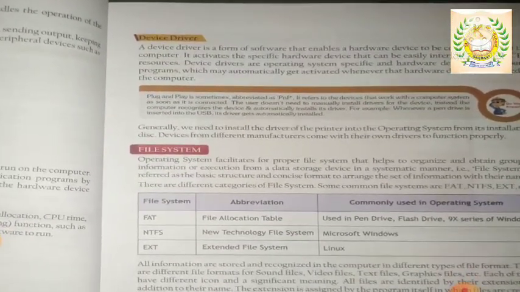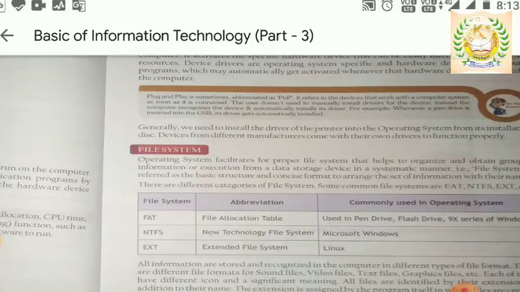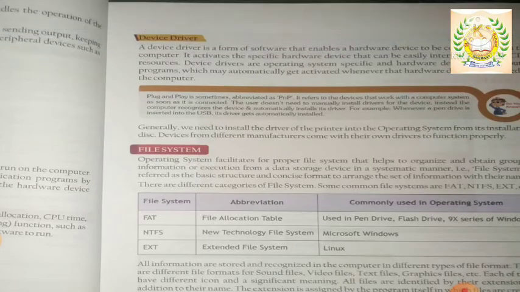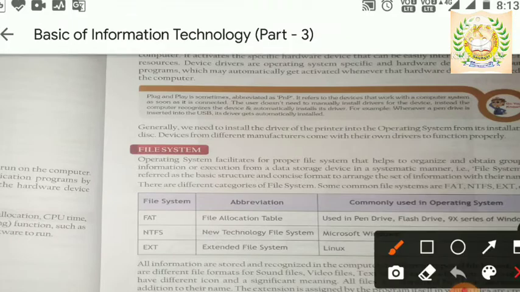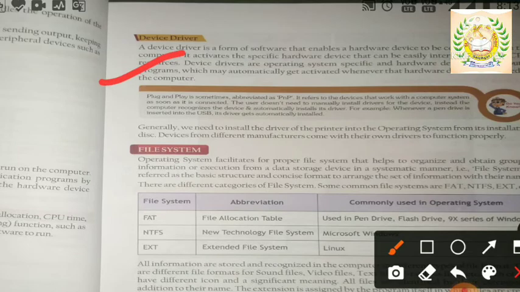Next comes the device driver. Suppose that you have to purchase a game machine, but the game machine is not loaded in your computer, so you should use the device driver of that game machine to install it in your operating system. You will then be able to use it.